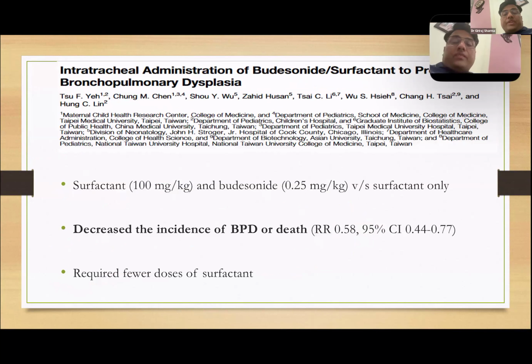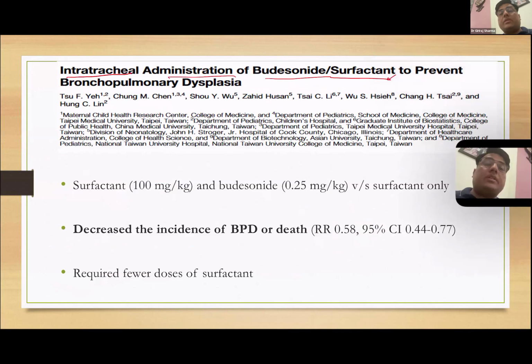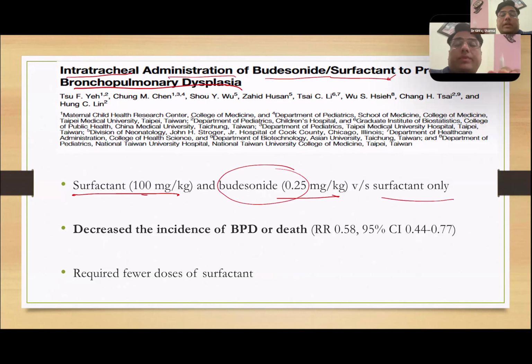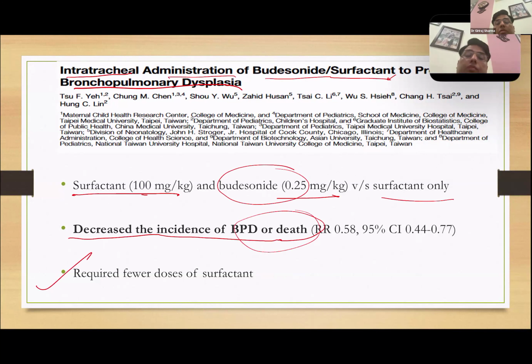One more trial was done. In this, they have given intratracheal administration of budesonide plus surfactant to prevent BPD. So 100 milligram per kg of surfactant and 0.25 milligram per kg budesonide versus surfactant. So they have compared surfactant plus budesonide or surfactant only. And they have found decreased incidence of BPD or death in the budesonide group.